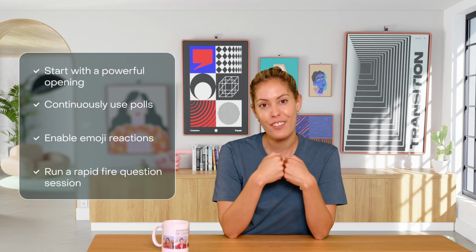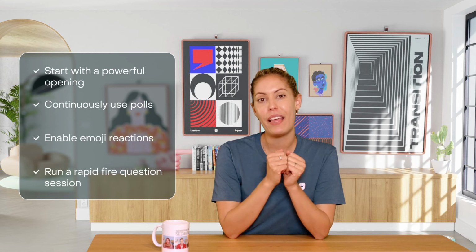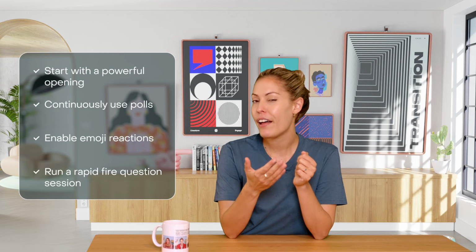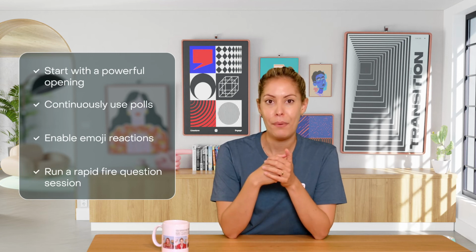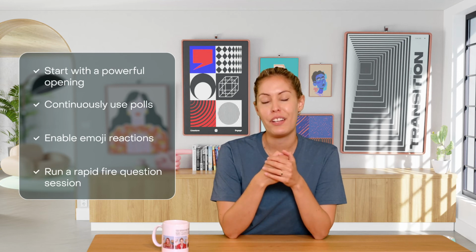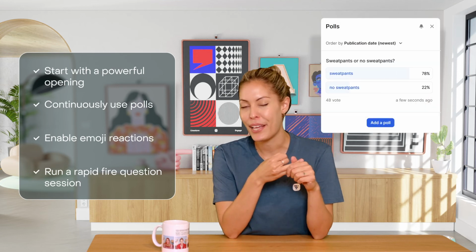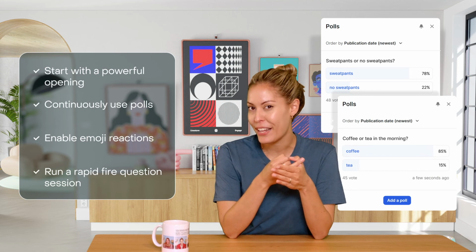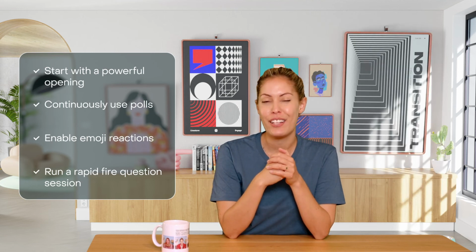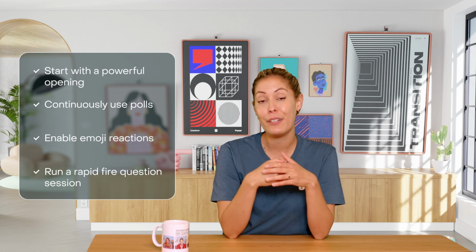For our panel discussions at Livestorm, we find that they help end the event on a lighter and fun note. And these questions can be fun and less formal. For example, if your panel is about remote work, you could ask questions like sweatpants or no sweatpants, coffee or tea in the morning, etc. Asking your audience the same rapid-fire questions in the poll is a great way to include them in the conversation and have a little fun with them.